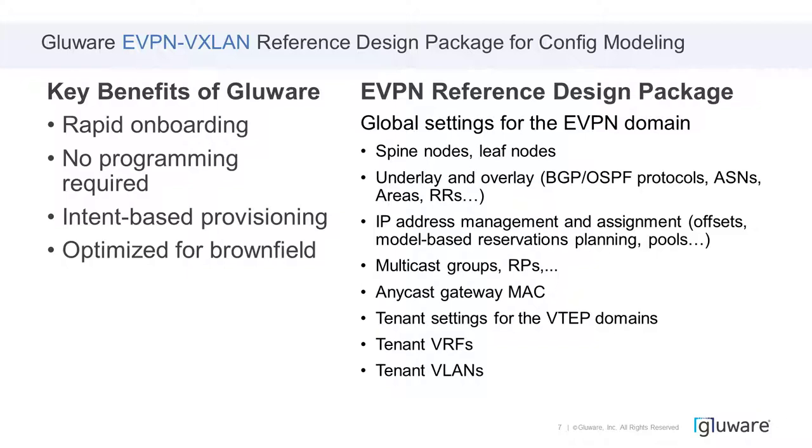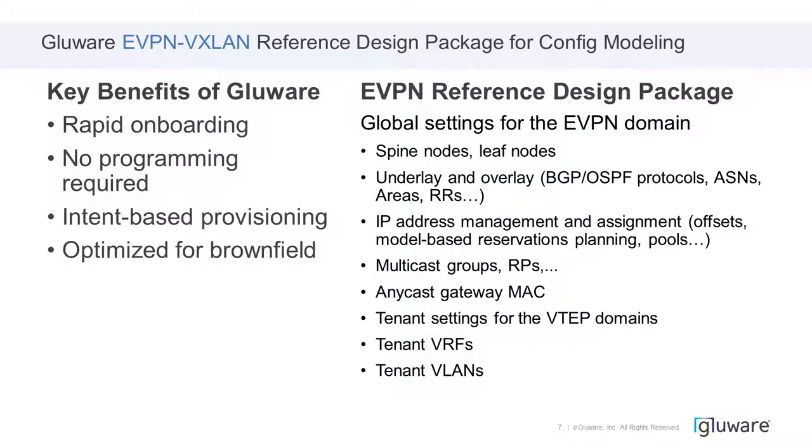Gluware has fully integrated IP address management and intelligent assignment. What that means is, when you're setting your loopbacks and your default gateways and other IP information, Gluware can intelligently use those assignments in the model. So you're not having to manage things one by one or device by device. You essentially leverage the model to define your reservations, your plan and your pools, and Gluware will intelligently leverage that to assign those when provisioning or even synchronizing your network. And you're going to see a lot of that in Olivier's demo.